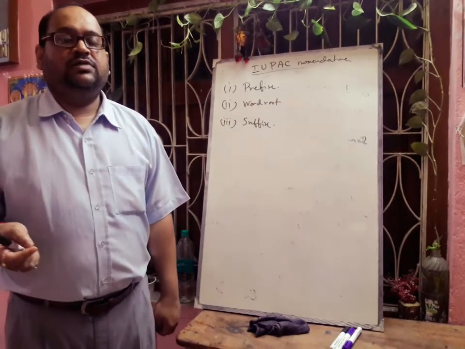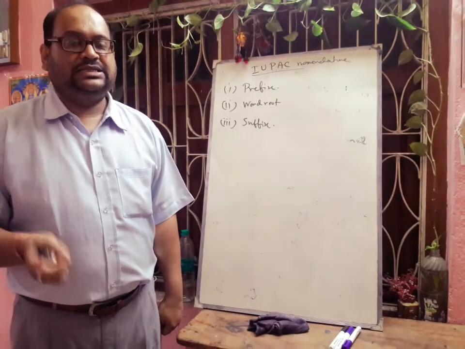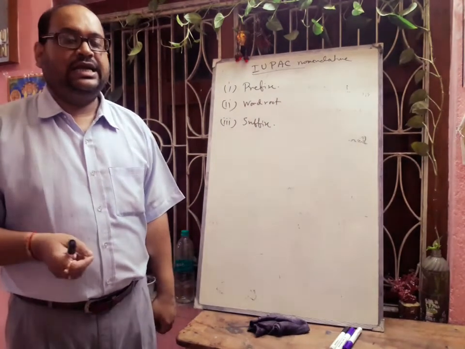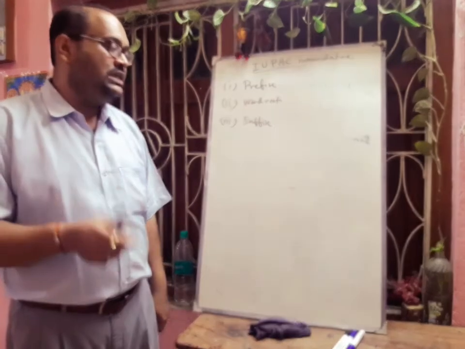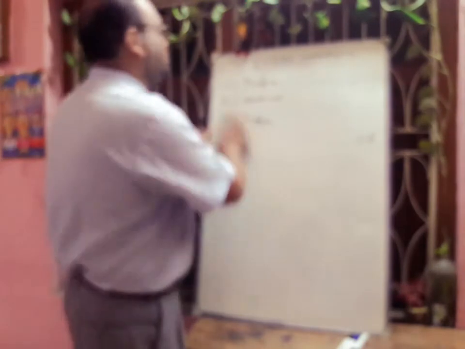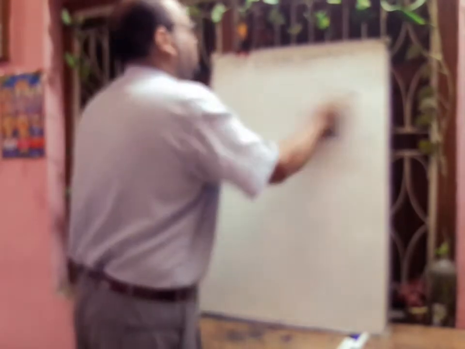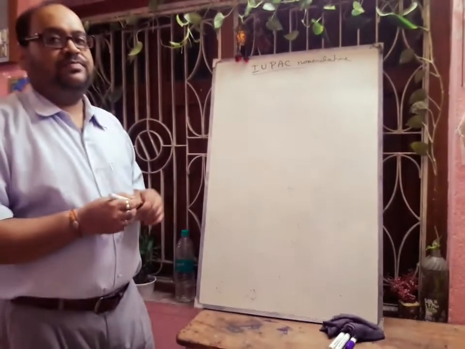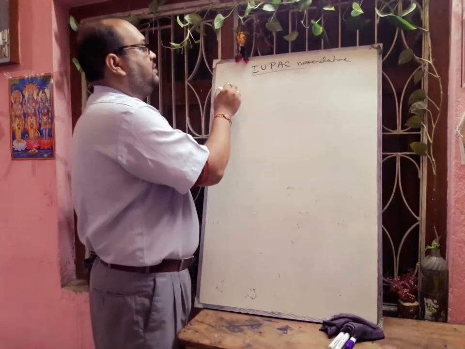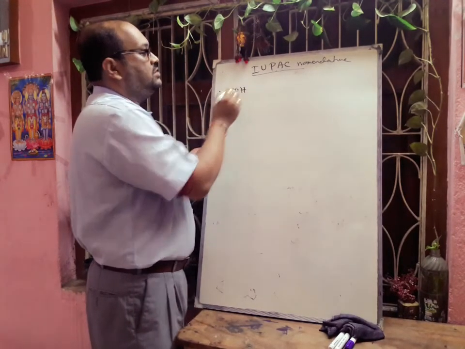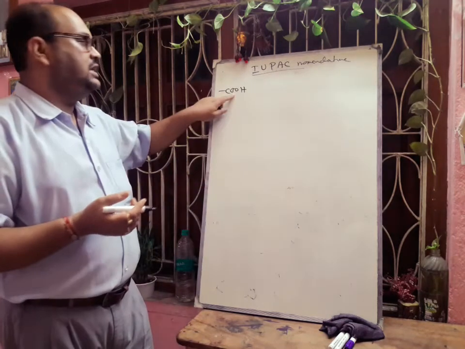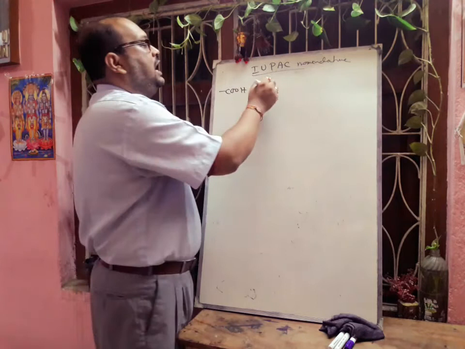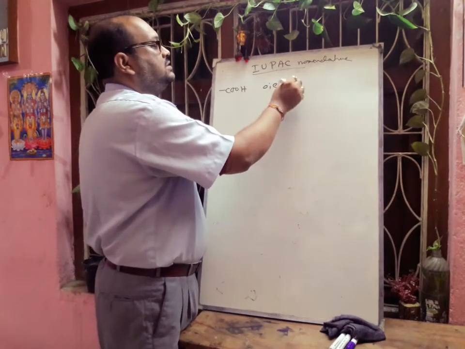Now you have to remember one list according to priority, so I am writing it here. This whole series you have to remember, otherwise you will not be able to write the basic nomenclature. According to your study, ammonium is the first, but we are not discussing that here. We are discussing from COOH. So first will be COOH, and oic acid.